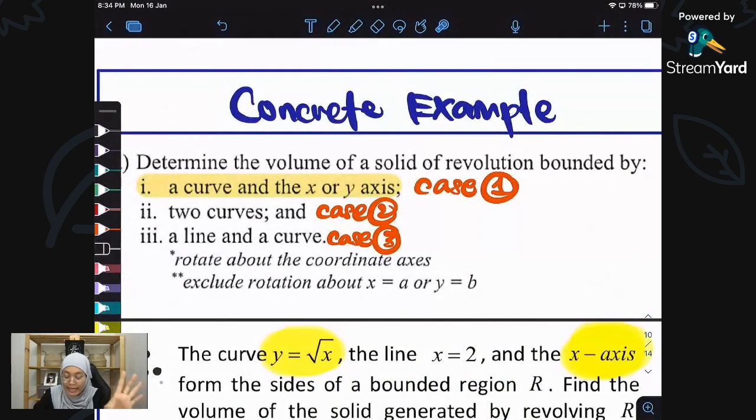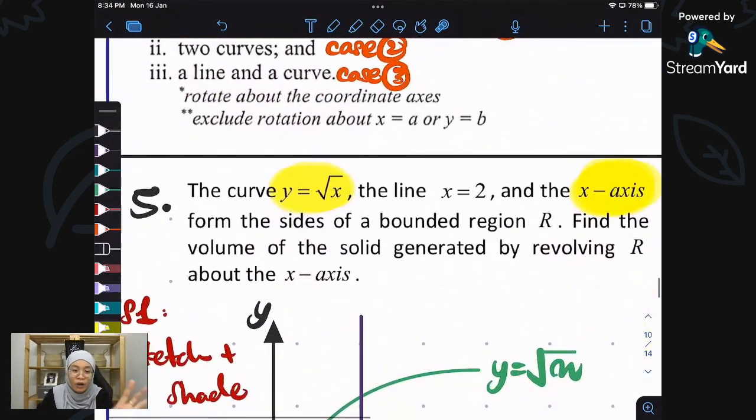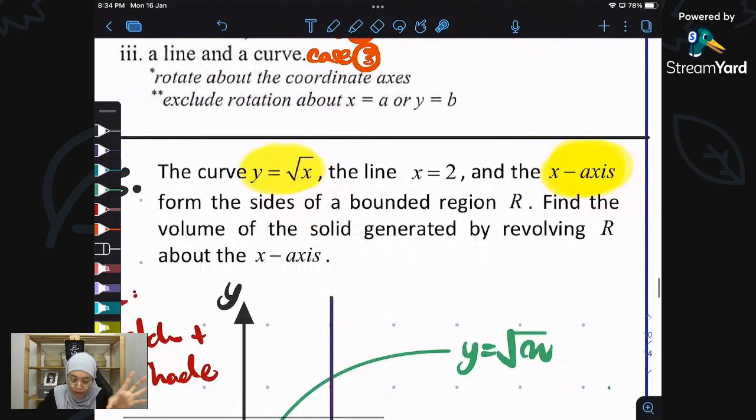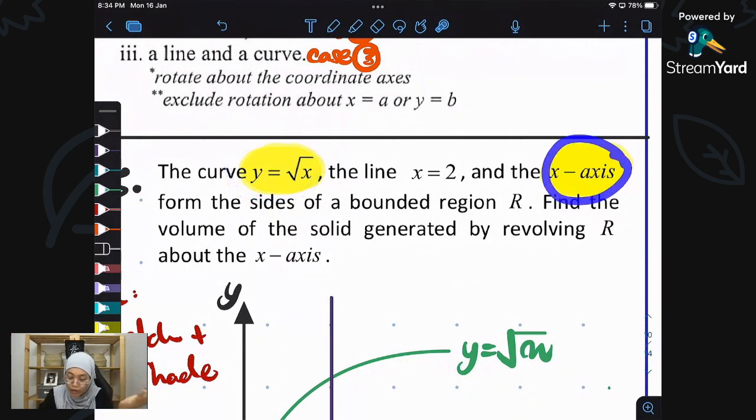You will be good by practice. Okay, kita akan buat sebanyak yang mungkin dalam tutorial nanti, so don't worry. Lama kelamaan you akan nampak macam mana nak tahu, oh ni kes 1, kes 2, kes 3. Don't worry, you will be fine. So let's just focus on how do we find the volume from a curve, and then having a x-axis and also a line.